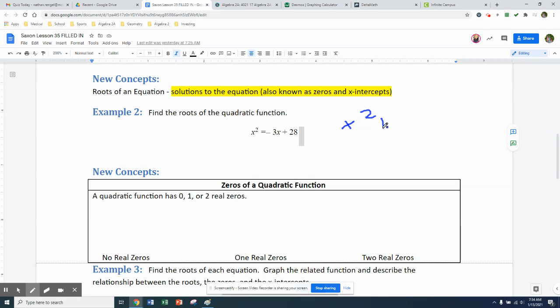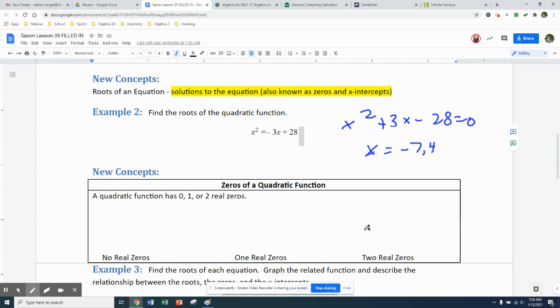Equation was x squared plus 3x minus 28 is equal to 0. And then we ended up getting x was equal to -7 and +4 would end up being what our final answers were. And we solved this by factoring.